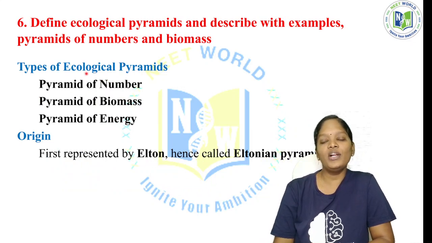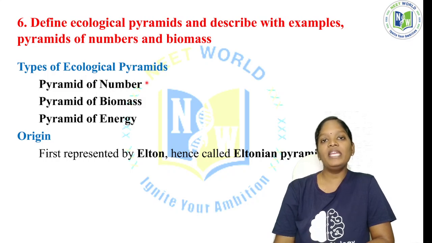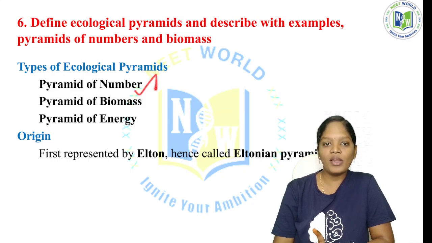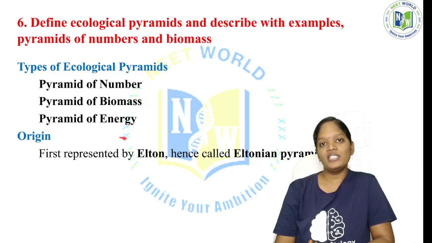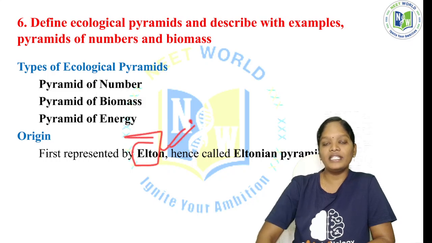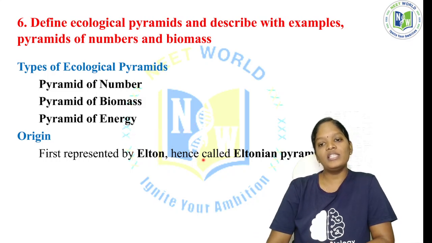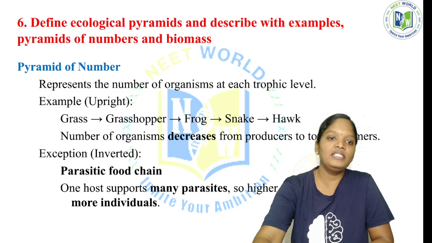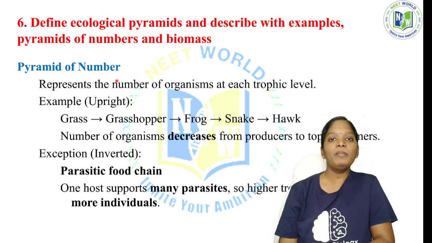So how many ecological pyramids are there in the ecosystem? The ecological pyramids are graphed based on numbers, based on biomass, and based on energy. The concept of the ecological pyramid was first represented by Elton. So the ecological pyramid is also called the Eltonian pyramid, as it was first represented by the scientist Elton. Now, what is meant by pyramid of numbers?